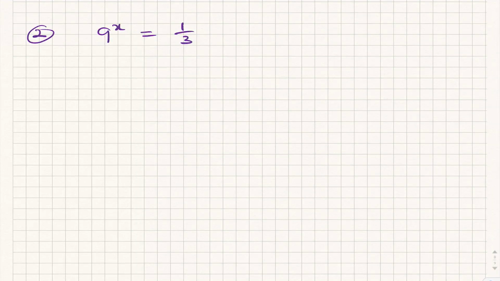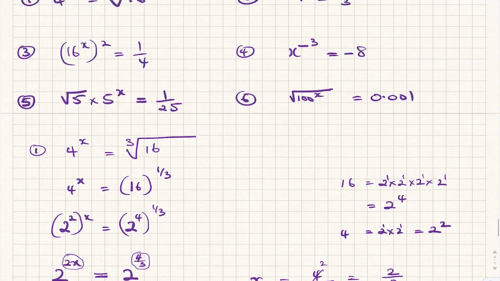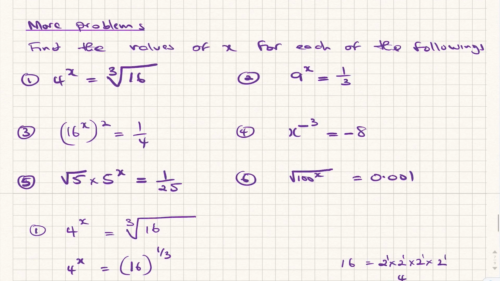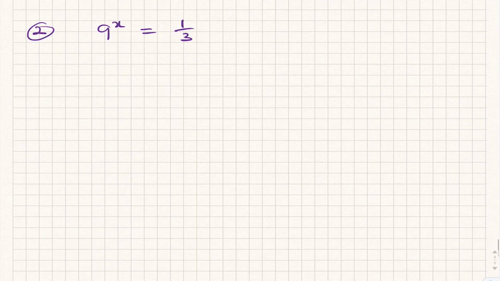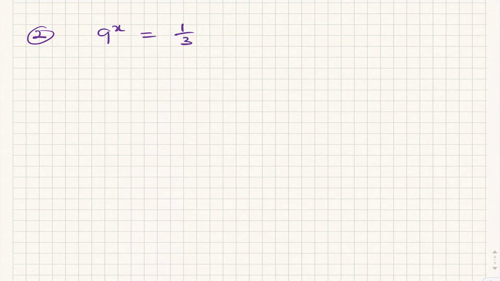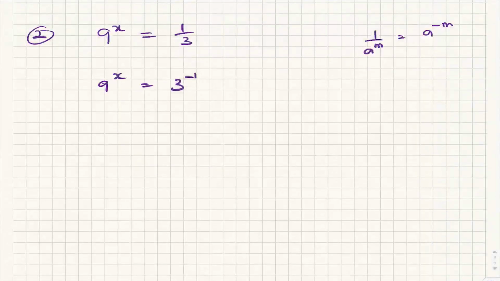Question 2 of these questions is 9 to the power of x equals 1/3. Again, I need to rewrite 1/3. So I write 9 to the power of x equals 3 to the power of minus 1. Remember, 1 over a to the power of m equals a to the power of minus m. Well, in this case, m is 1 and a is 3. So that's how to write that.